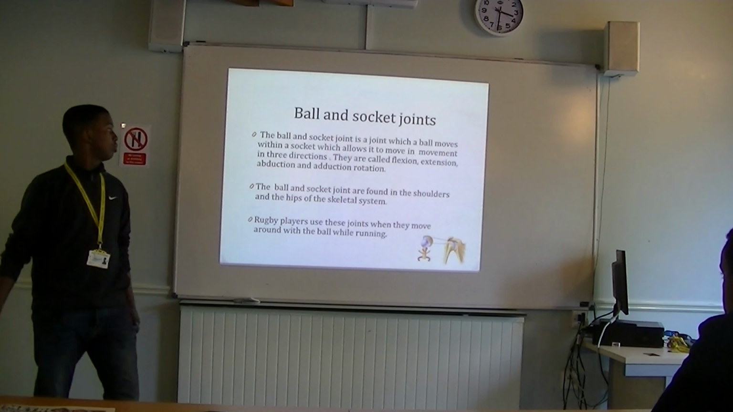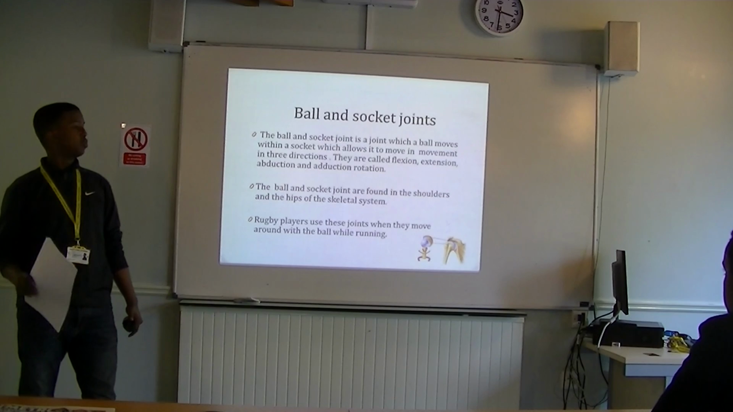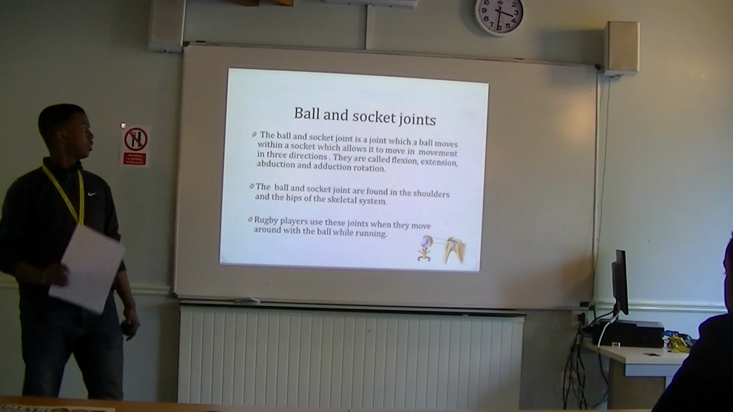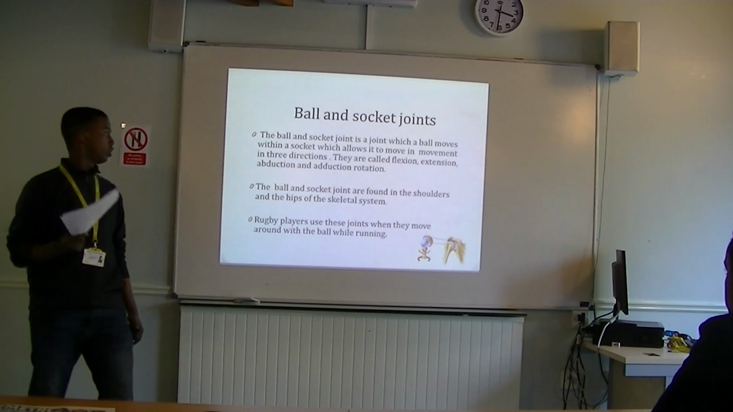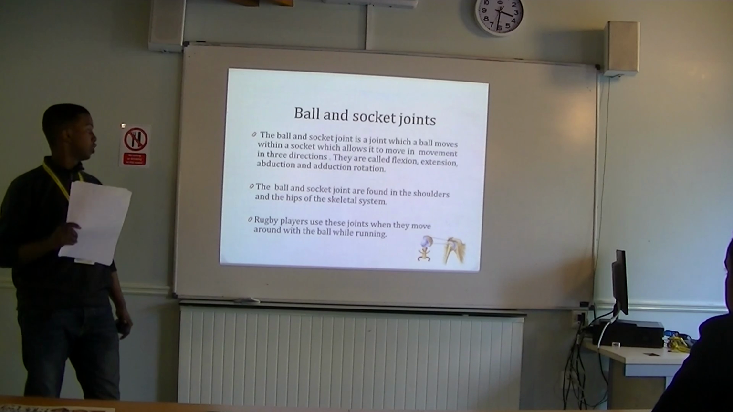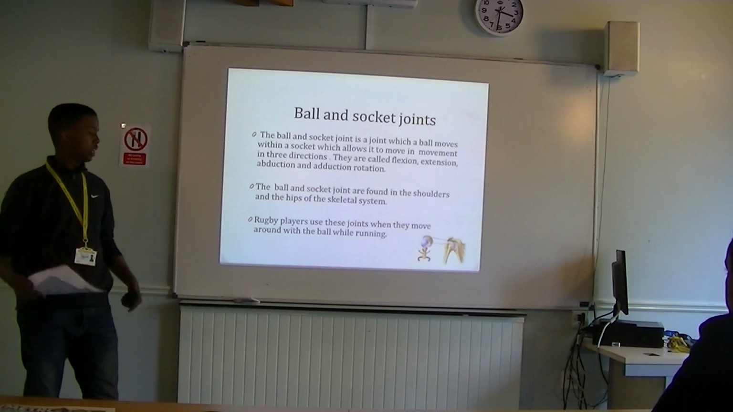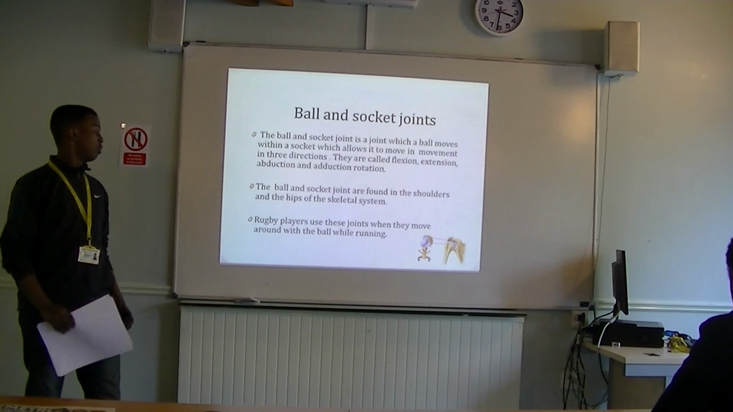Ball and socket joints. The ball and socket joint is a joint which moves within a socket, which allows it to move in three directions. They are called flexion, extension, abduction, adduction, and rotation. The ball and socket joints are found in the shoulder and the hip of the skeletal system. Rugby players use these when they move around with the ball while running.